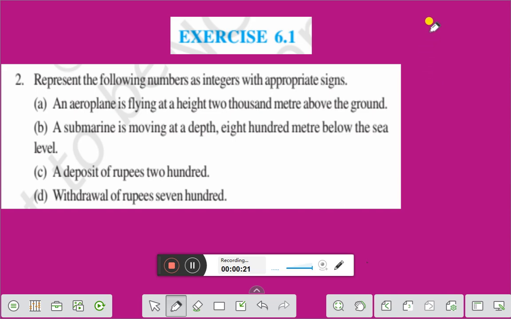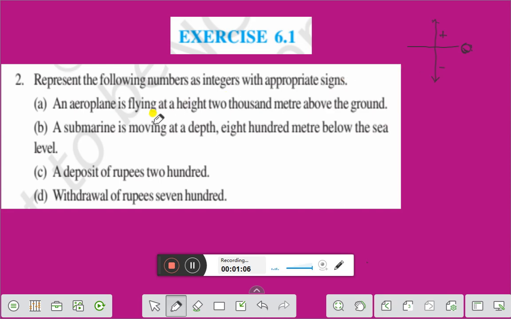An aeroplane is flying at a height 2000 meters above the ground. Suppose we take the ground as 0, and above the ground we take positive, and below the ground we take negative, right?